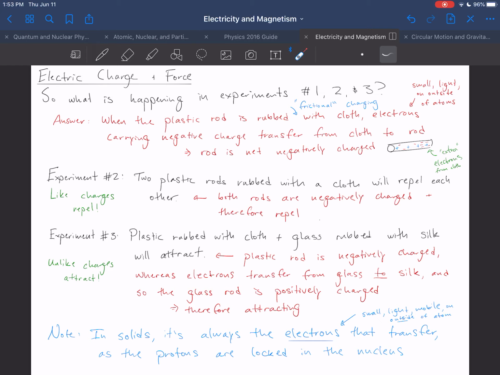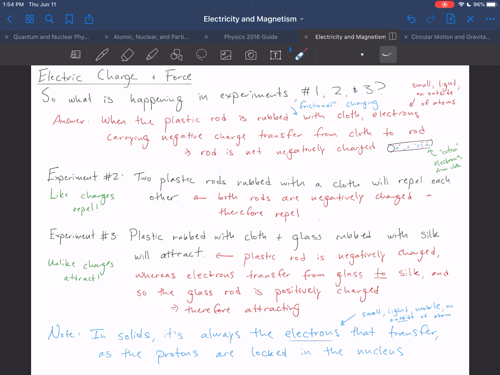There's a branch of physics that is concerned with figuring out which direction the electrons would go in a case like this, but that is outside the scope of the syllabus. So take my word for it, in this particular case, the electrons are being transferred from the cloth to the rod. And then, because of the nature of that plastic rod, those electrons just kind of hang out wherever they ended up.